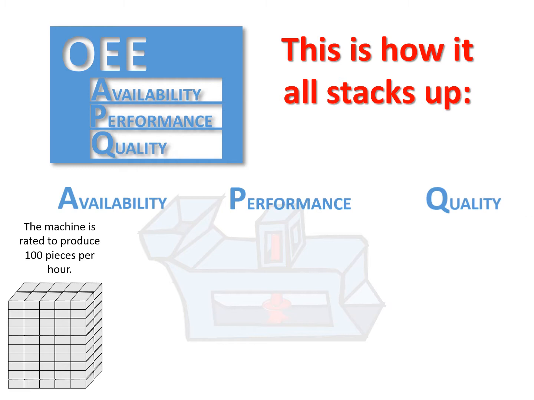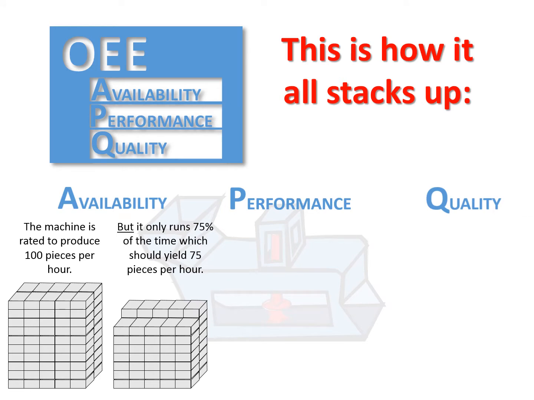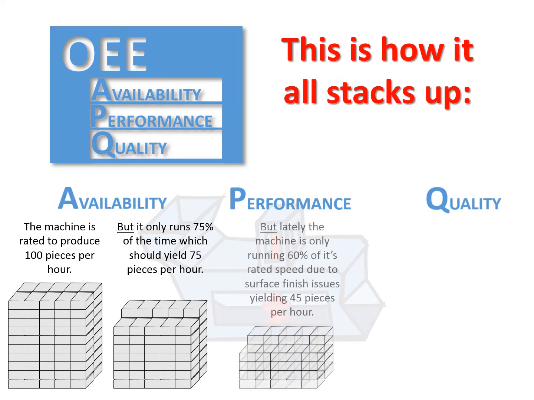But the first problem we run into is that the machine has lately only been running 75% of the time due to frequent changeover and breakdown issues. This happens frequently enough that every hour of operation is affected. So in our planning, we can only really count on getting 75 pieces for an hour's work. Of course, that's if the machine is running at rate when it's functioning. That 75 pieces is represented as the next, somewhat smaller stack to the right. But our next challenge is that the machine is only running 60% of the rated speed when it does run.